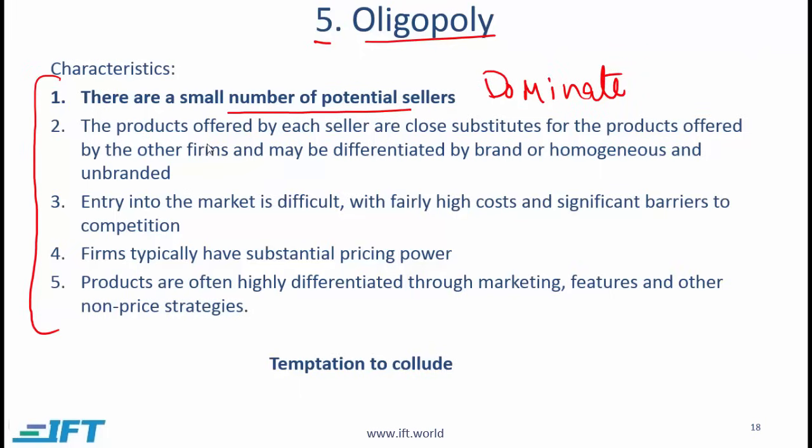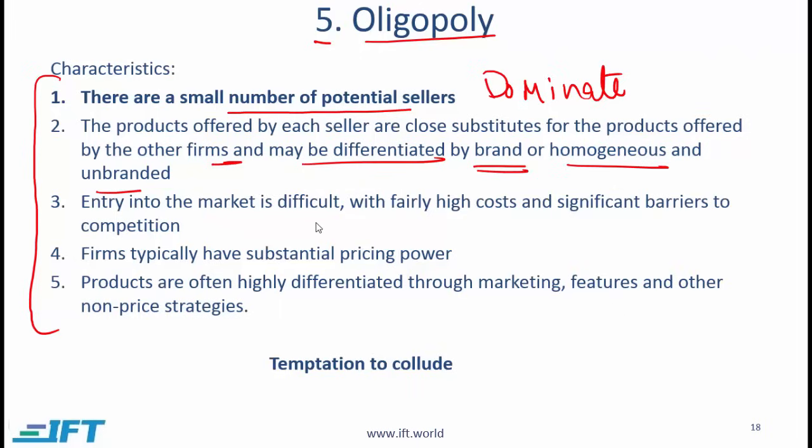The products offered by each seller are close substitutes for the products offered by the other firms. These products may be differentiated by brand. For example, if you take Coke and Pepsi, the products are differentiated by the brand. It is also possible that the products offered by the different firms in an oligopoly market are homogeneous and unbranded.